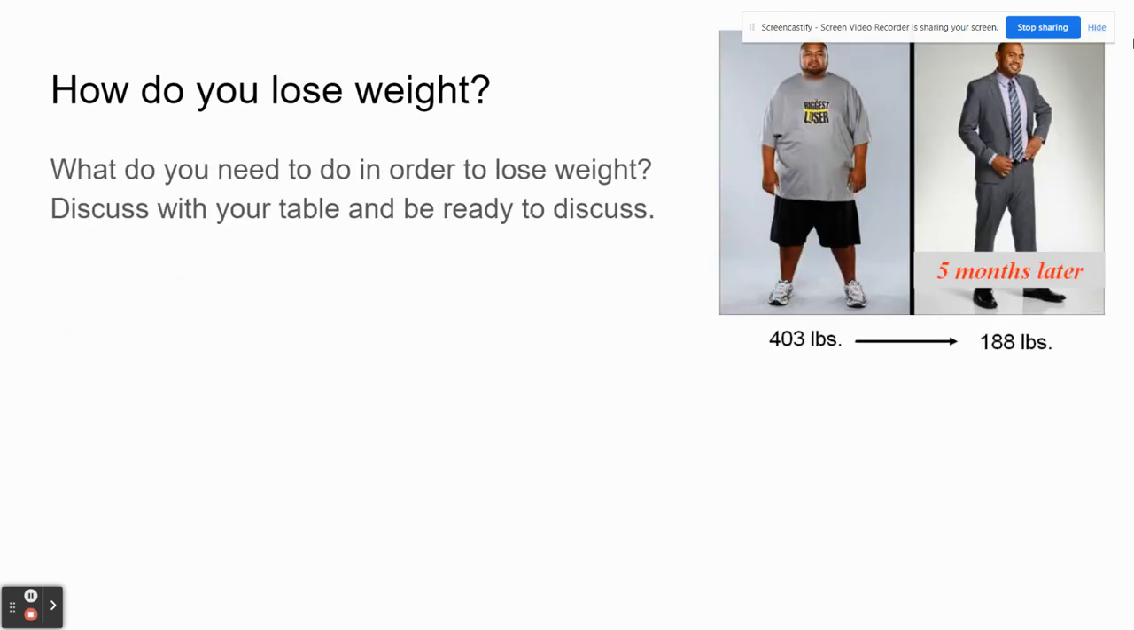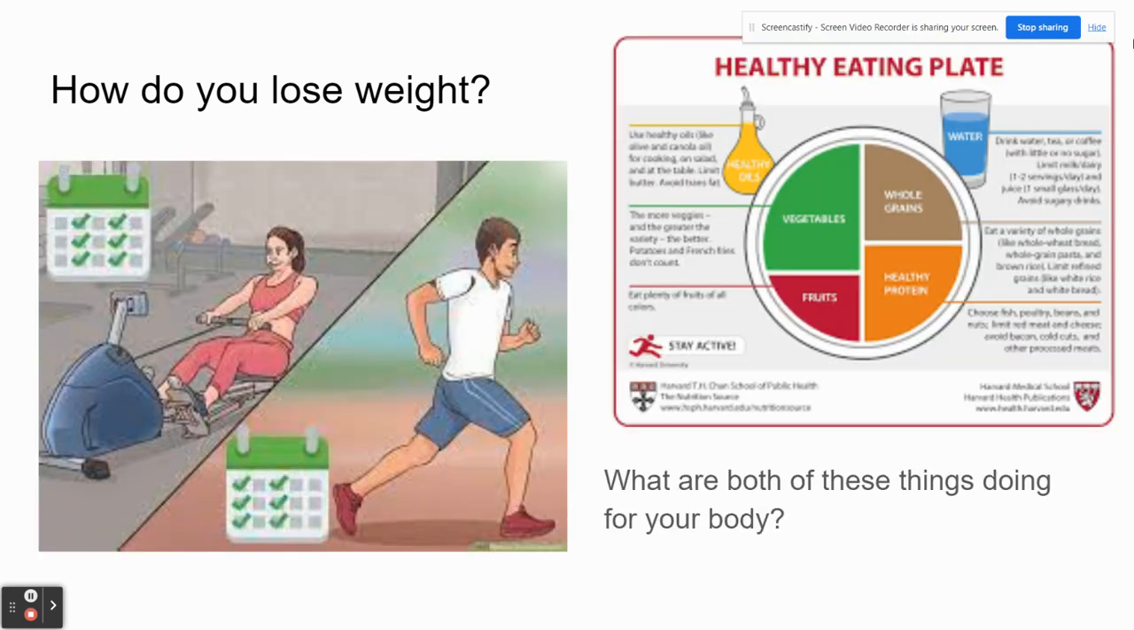So now let's look at the opposite. So how do you lose weight? And again, take a second, pause, think about it. Hopefully, in order to lose weight, you're thinking of two things. One, exercising, and the other thing is eating a healthier or more balanced meal. Okay.